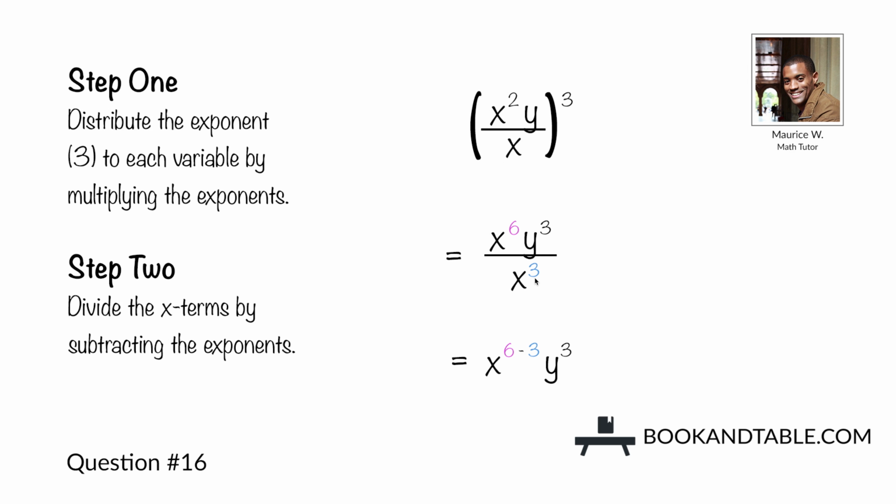And now step 2, divide the x terms by subtracting the exponents. X to the 6 divided by x cubed is equal to x to the 6 minus 3, which is x cubed, giving you a final answer of x to a power of 3 times y to a power of 3. So simplifying first and then distributing will leave you with the same answer as distributing and then simplifying.